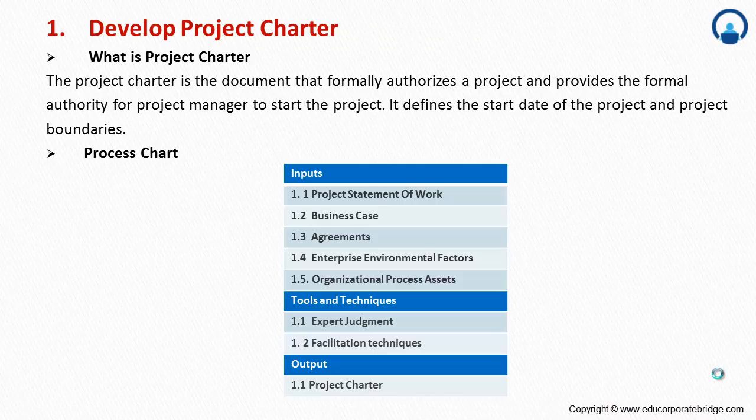We need to understand the process chart for the project charter. What do you mean by process chart? So in order to prepare the project charter, as I said, this is one of the processes, and each and every process will take some inputs. It will use some tools and techniques, and then it will generate the specific output. So if you see, this develop project charter takes input as a project statement of work, business case, agreements, enterprise environmental factors, and organizational process assets. So there are 5 different things which will be acting as an input while developing the project charter. We'll see each of these inputs.